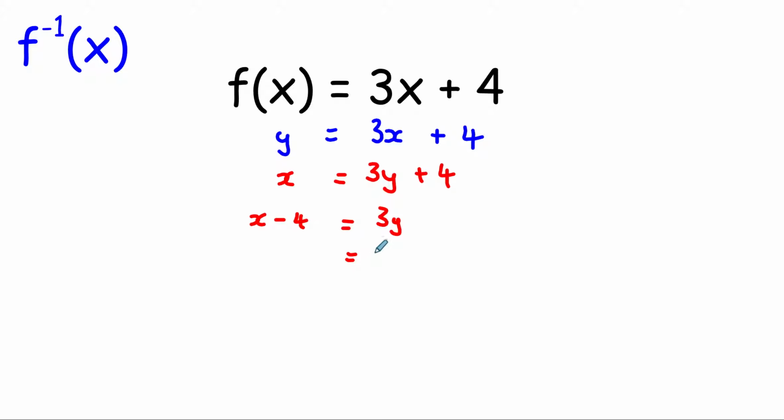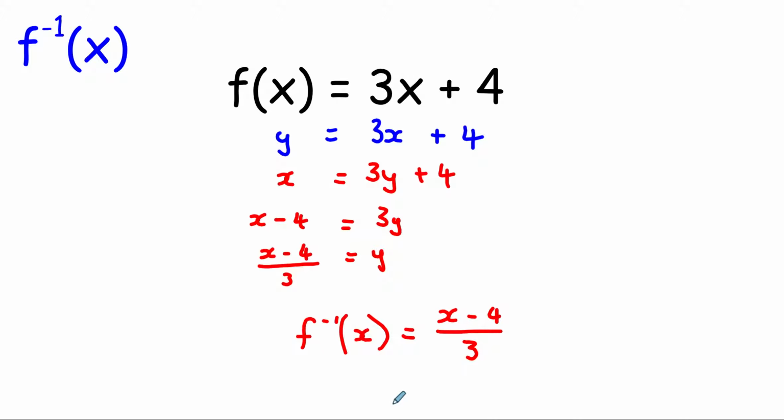And then to make y on its own, I divide the whole of the other side by 3. So my inverse function is equal to x minus 4 over 3. And that's the inverse function. So let's try another example.